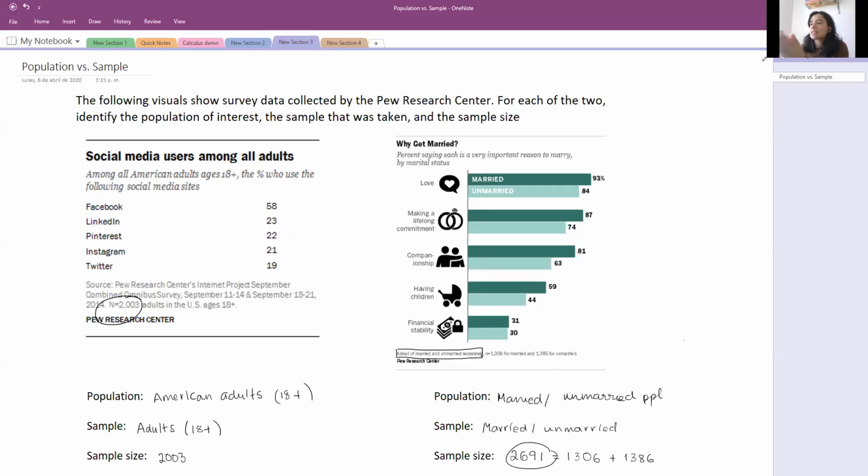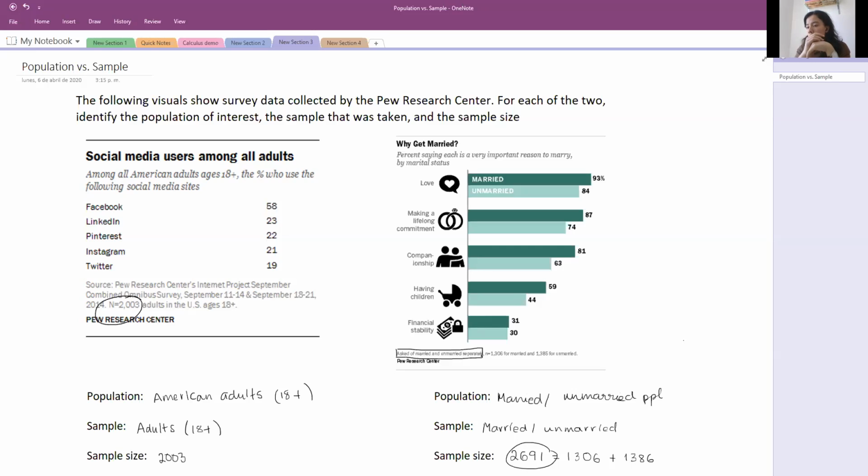So what we have is essentially a population that we want to study. In the first case, American adults. In the second case, married and unmarried people. A second part here is to determine the sample. In order to study this population, we're going to select a given sample. Here, there's no information given on how that sample was chosen, but it was chosen nonetheless.